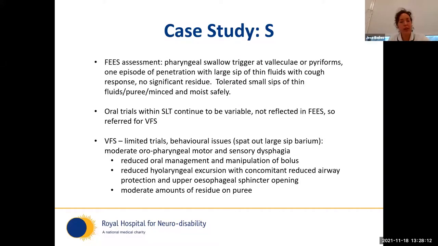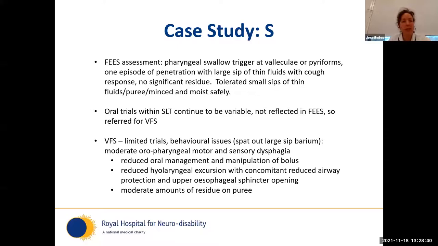And on this FEES assessment, he actually did much better than I thought, and just had one episode of penetration with a large sip of thin fluids, which he coughed to. There was no significant residue, sometimes quite a late pharyngeal swallow trigger, but he seemed to be managing. And if I hadn't seen him at bedside, I think we probably would have recommended him to start eating and drinking something regularly with the nursing staff.